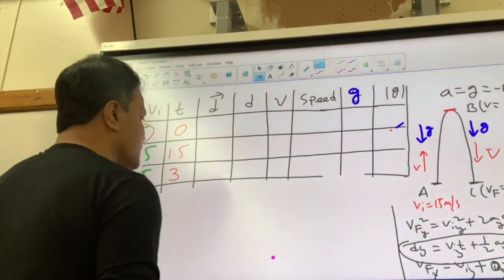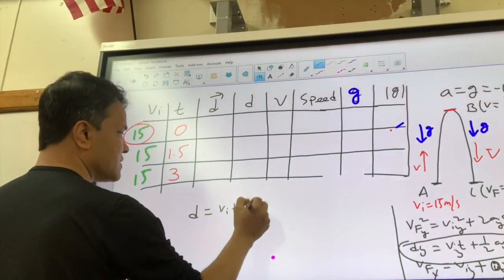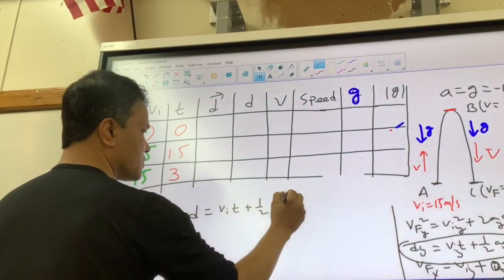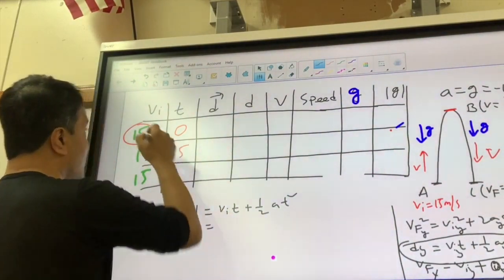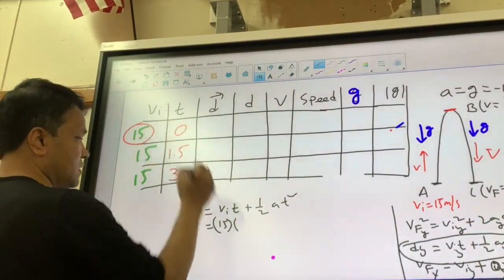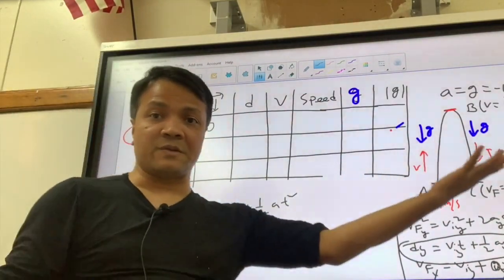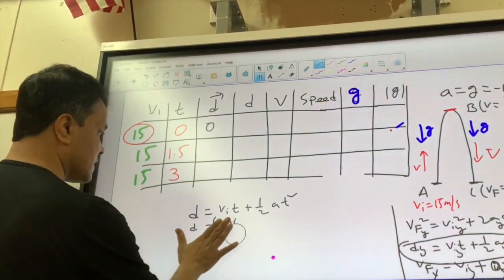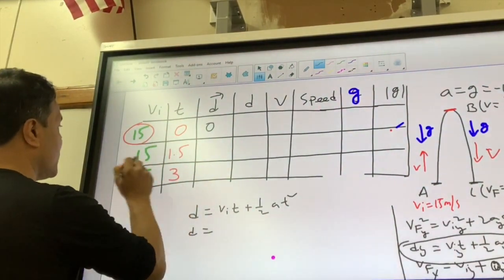So let's start with this one and find the displacement. D is equal to VIT plus half AT square. Initial velocity is 15 and time is 0. So then the displacement is 0. At 0 second the displacement is 0, so I don't have to calculate it. Wow, that is smart.